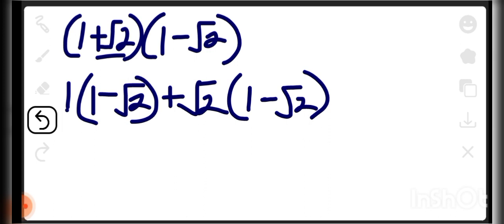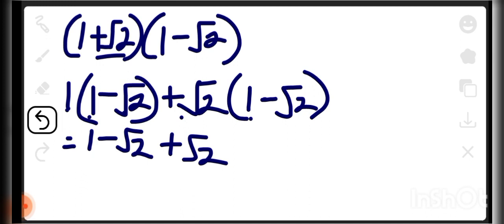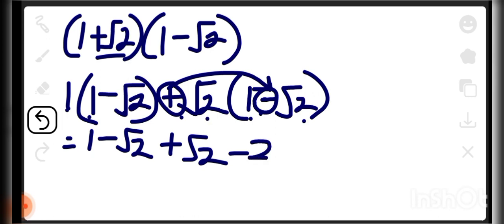So open the bracket: 1 times 1, that is 1. 1 times minus root 2, that's minus root 2. The next thing is root 2 times 1, that is plus root 2. Then plus times minus will give us minus. You can still remember that. Root 2 times root 2 will give us 2.